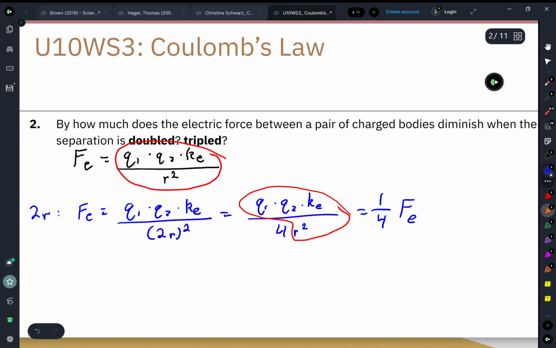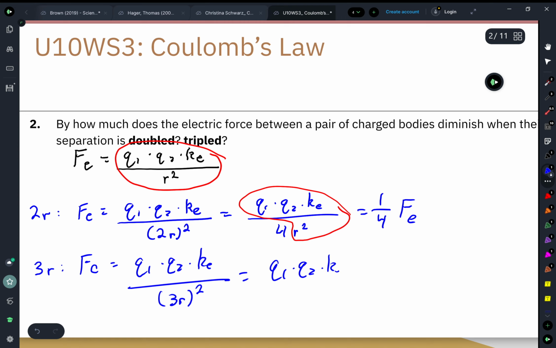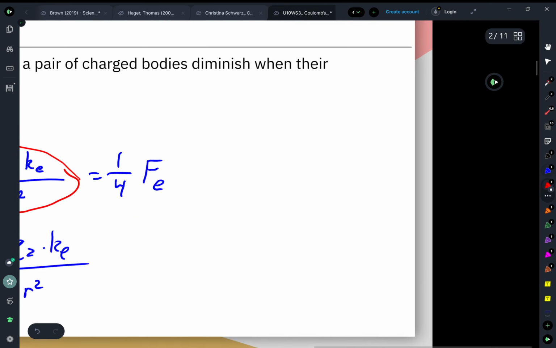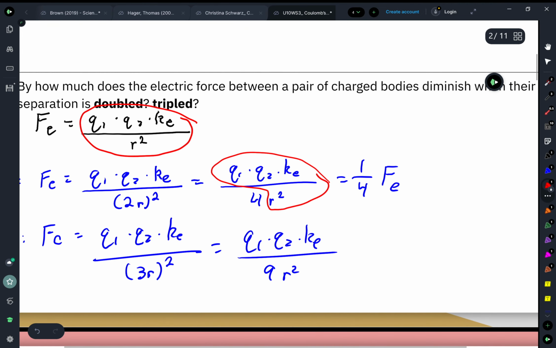If we were to do the same thing when we triple the radius, then we would have that same numerator. And our denominator, we now have 3R instead of just 1R. We square that, we get same numerator, but now it's 9R squared on the denominator. So we end up with the exact same thing for our Fe, but now it's 1/9.